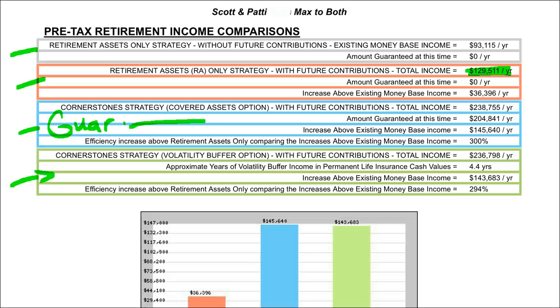When we look at the guaranteed option, the number is now moved to $238,000 with $204,000 of that completely guaranteed, a $145,000 increase over the baseline. And still a $237,000 number if we want to stay invested in the market. We've got a fantastic balance there as well. So we will review these numbers in much more detail together so you can see where these come from.